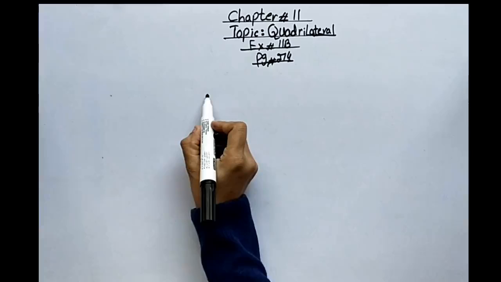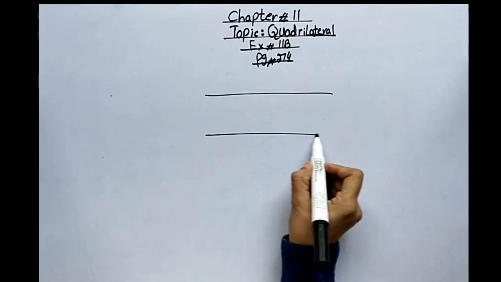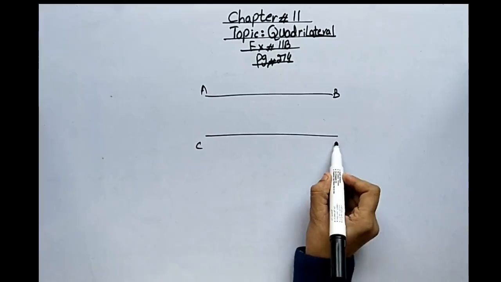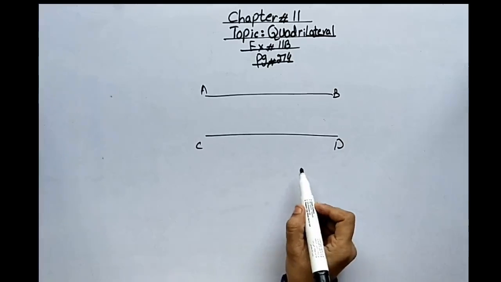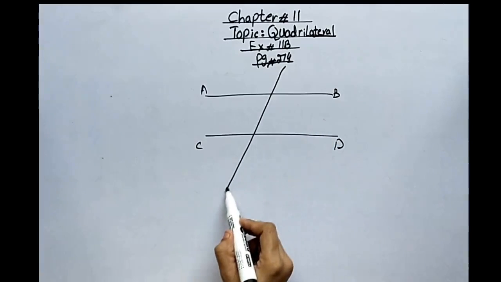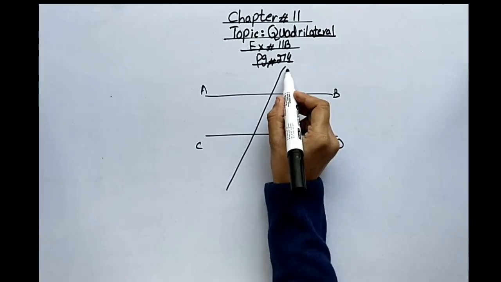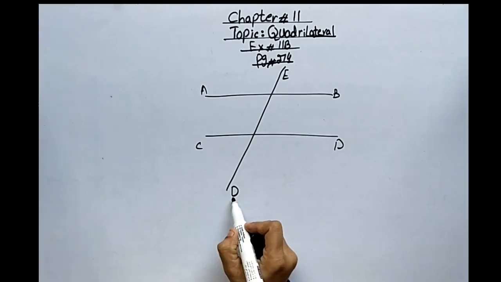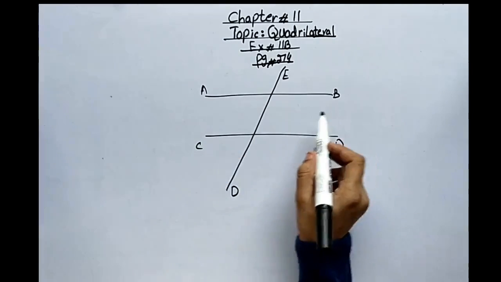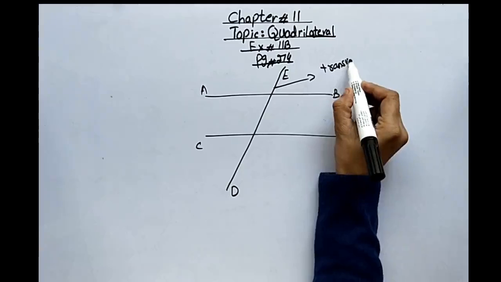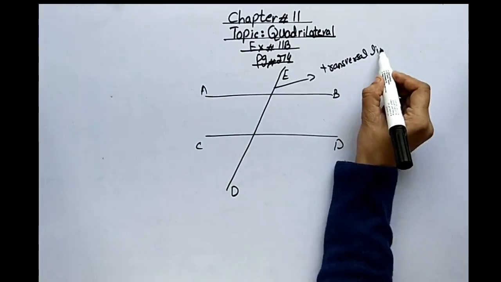Okay, the first point that was in the video. Let's suppose you have 2 parallel lines, AB and CD. These are the two parallel lines. And when another line, let's suppose ED, cuts these two parallel lines, a line that cuts two parallel lines is called a transversal line.